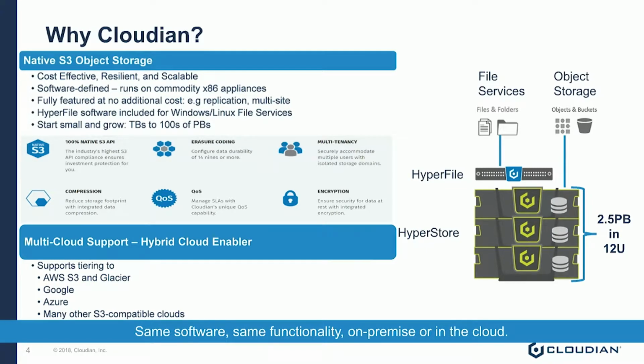The system can start small and grow from a few hundred terabytes to hundreds of petabytes with exabyte scale in the future. Cloudian also has multi-cloud support with hybrid cloud enabler, allowing us to tier and replicate content into the public cloud, such as AWS S3 or Glacier, Google, Azure, and other S3 compatible clouds.